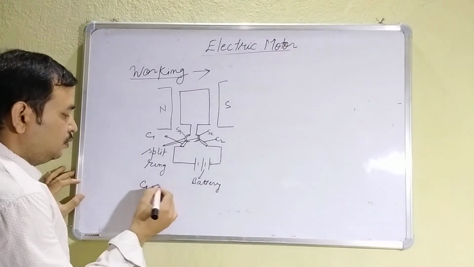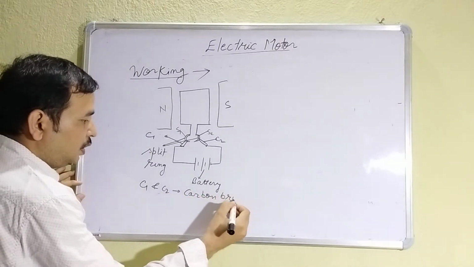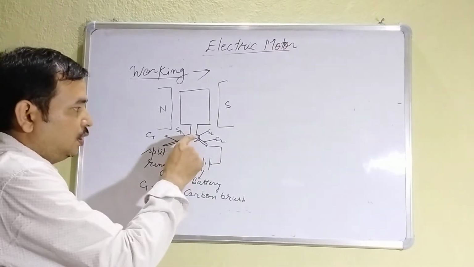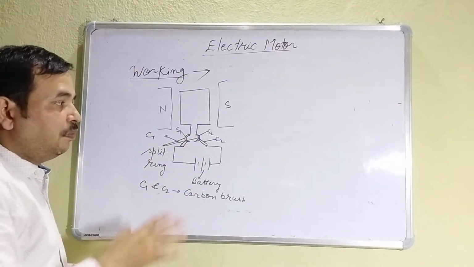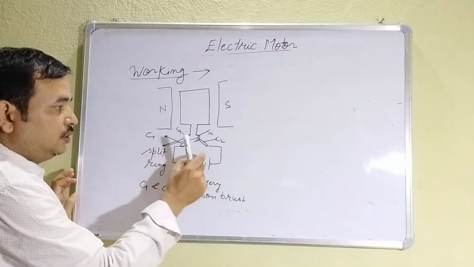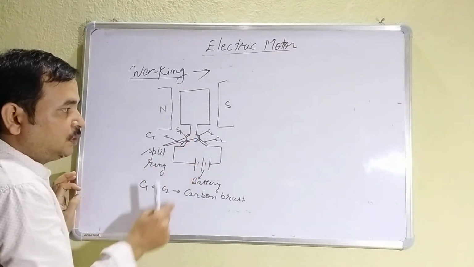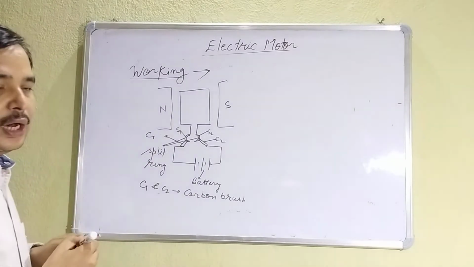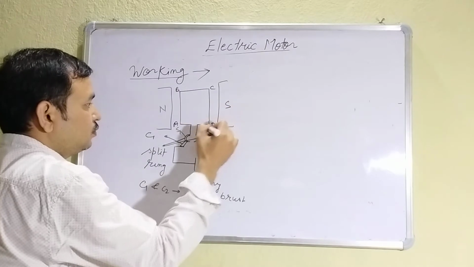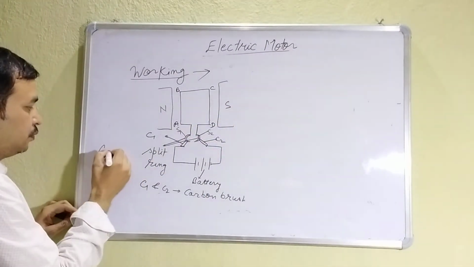What is C1 and C2? Carbon brush. Carbon brush is used to make the contact with this split ring and provide the current to the armature. Suppose it is A, B, C, D. A split ring is also known as commutator.